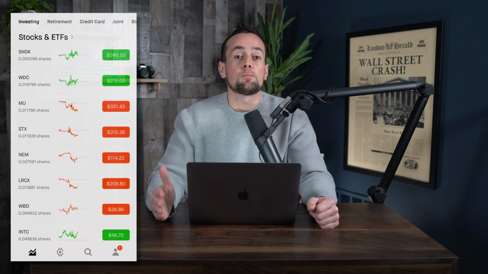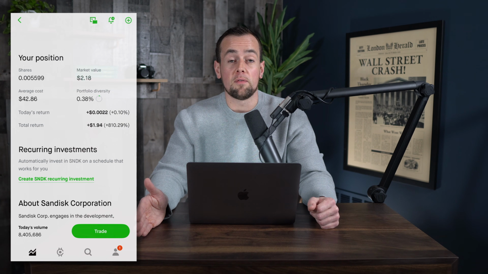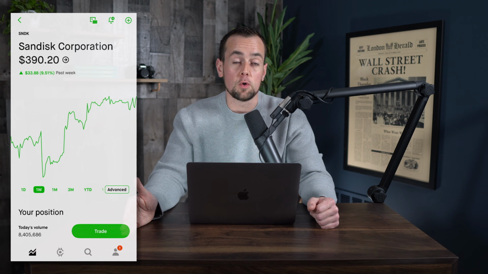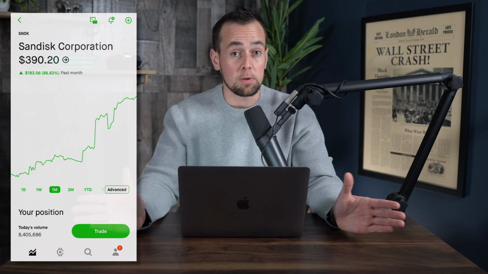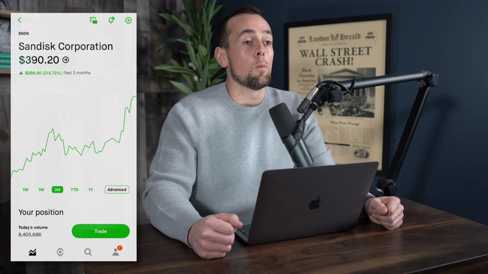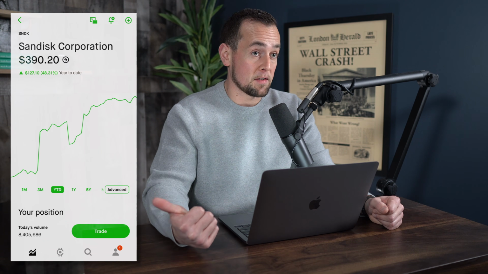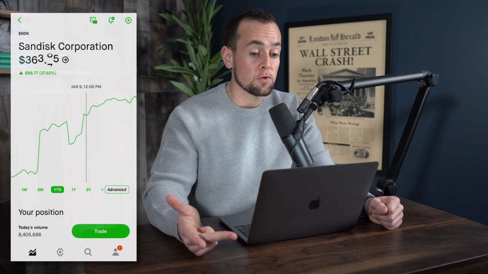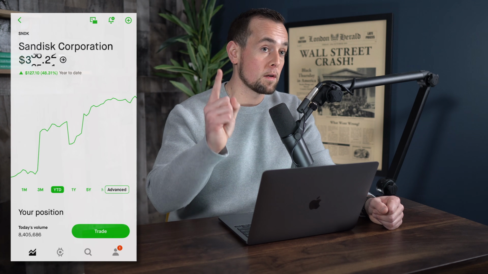The Robinhood app is primarily designed for beginners who are looking for an easy and modern way to invest without dealing with complex interfaces or tools. With Robinhood, you can invest in stocks and ETFs, options, futures, and crypto, all from one single app.